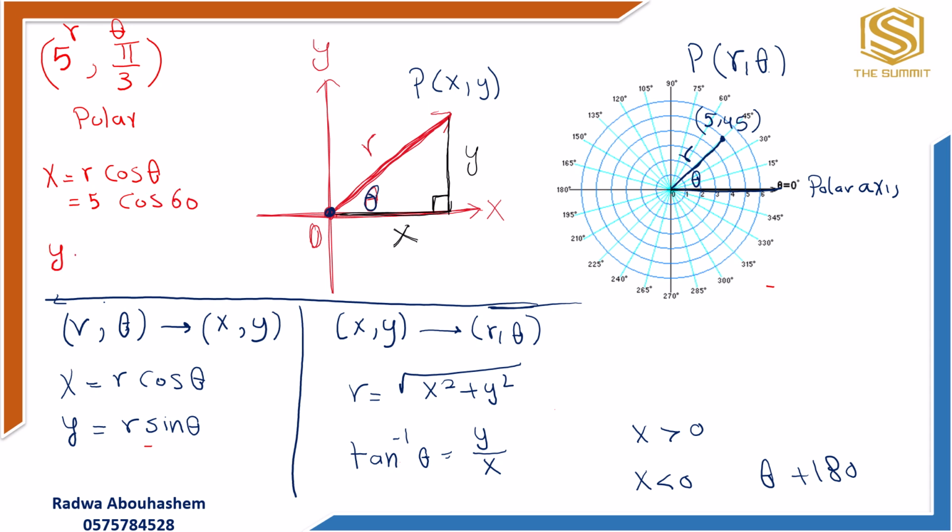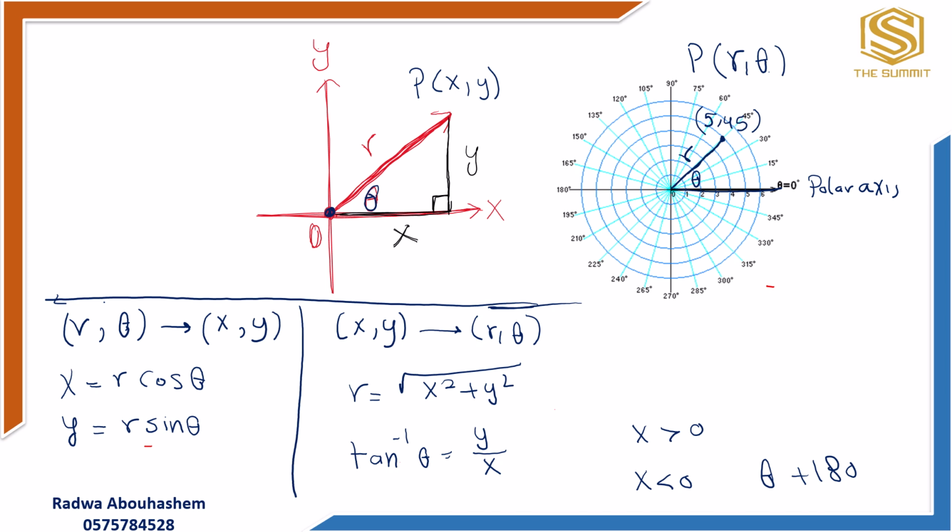Y equals r sine theta. So it's 5 sine 60. Now cosine 60 is half, so it's 5 times half. So it's 5 over 2. And sine 60 is root 3 over 2. So it would be 5 root 3 over 2. So now I convert it to 5 over 2 and 5 root 3 over 2.